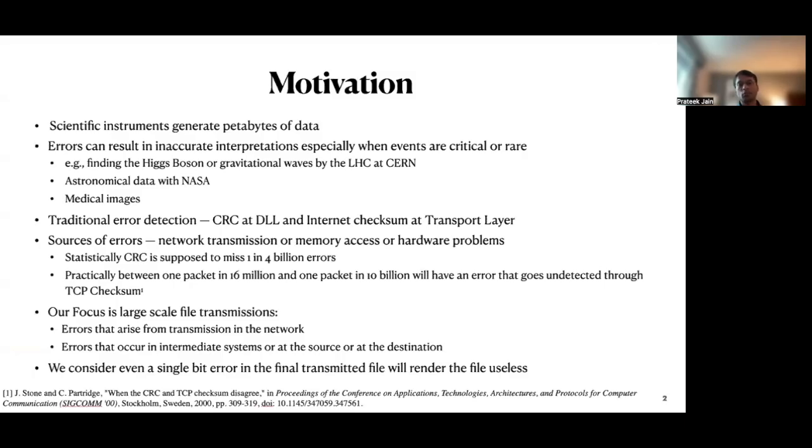Scientific instruments today, like those used in physics, astronomy, and healthcare, generate petabytes of data. In such massive datasets, even a single error can lead to completely wrong conclusions. When the goal is to detect rare or critical events, these wrong conclusions could be fatal.